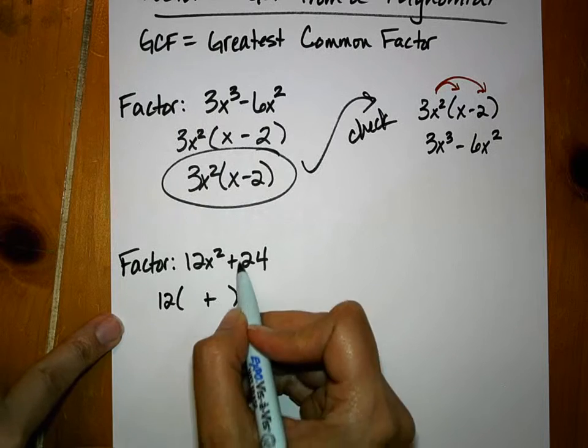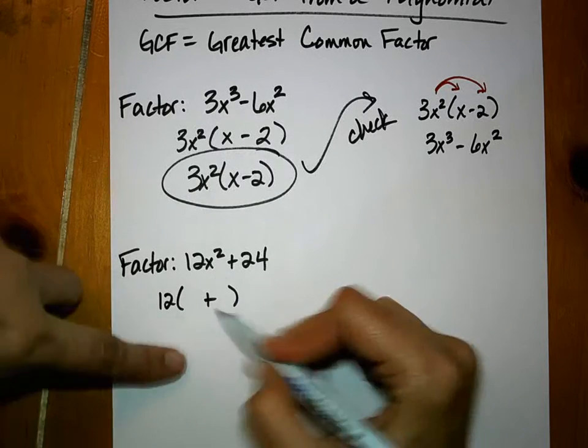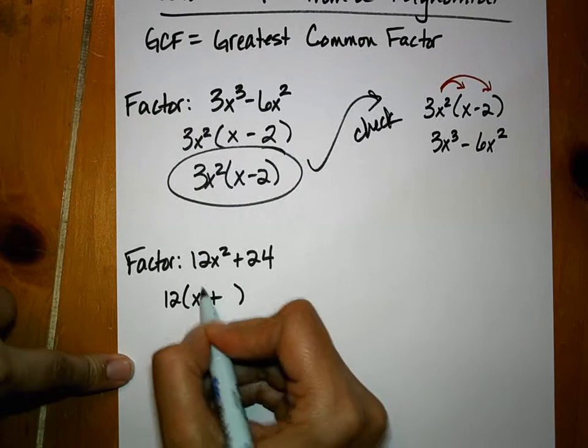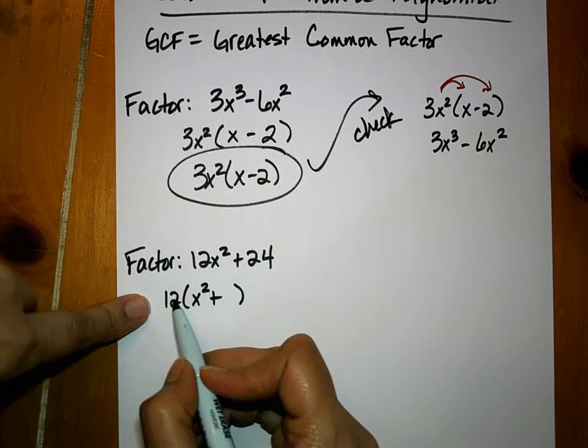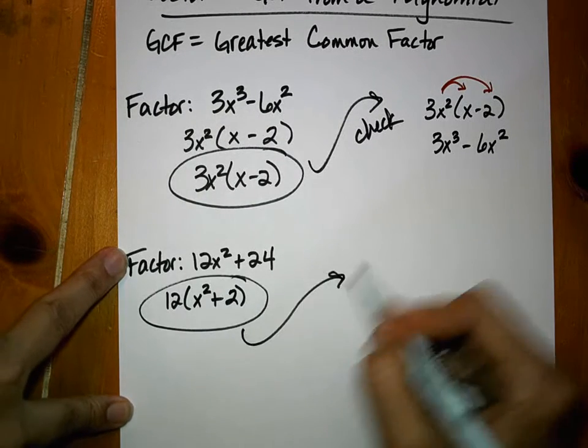Notice I put the positive in there because I need this to be a distribution so that if I check my answer, it ends up looking like this, right? So 12x squared divided by 12 is x squared, and then 24 divided by 12 is 2. This is your answer, and check your work.